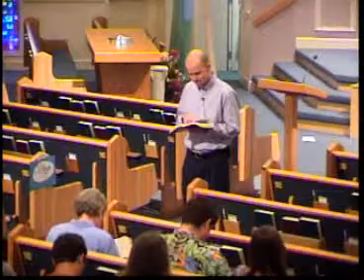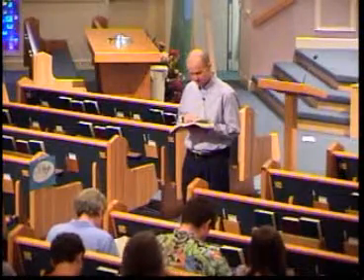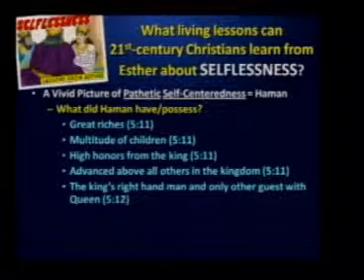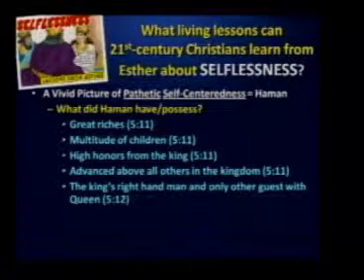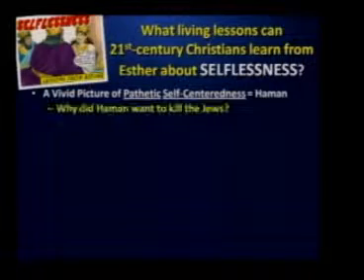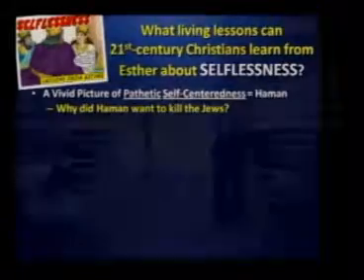It is all me. Riches, kids, the promotions, and the status. Look at what he says in verse 13. He's got it all. And yet what? Yet all of this is nothing. What is his problem? What was the cause? What was the reason? Why did he want to kill an entire race? Because of one guy.